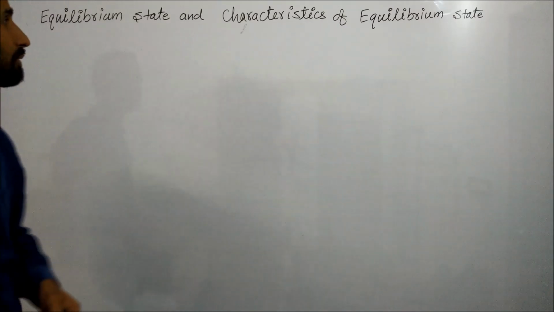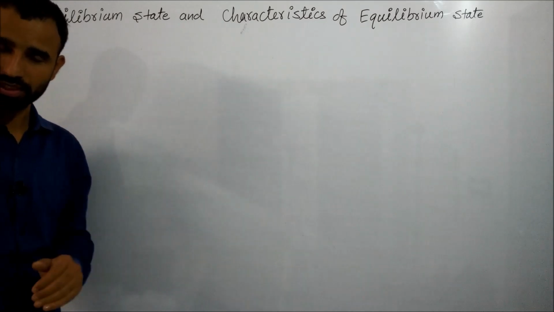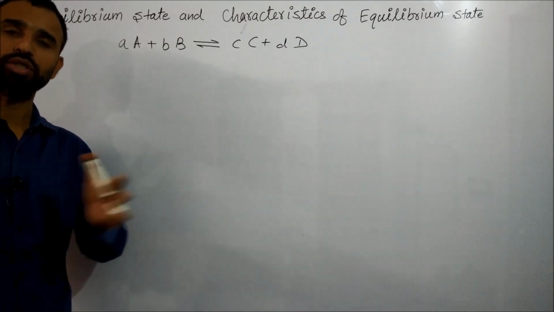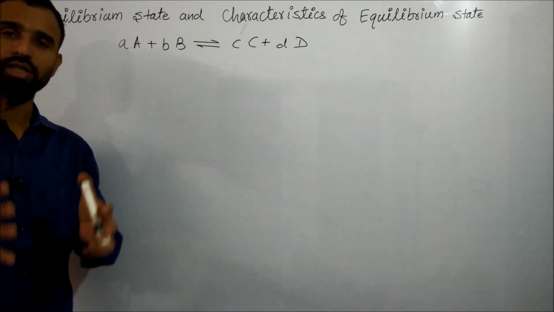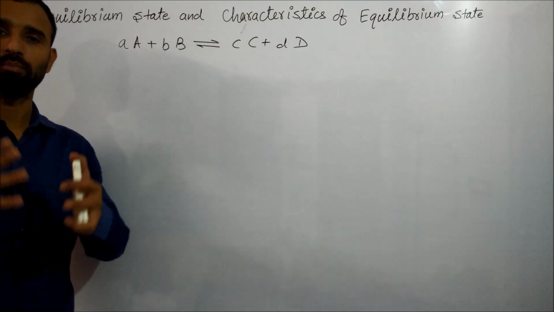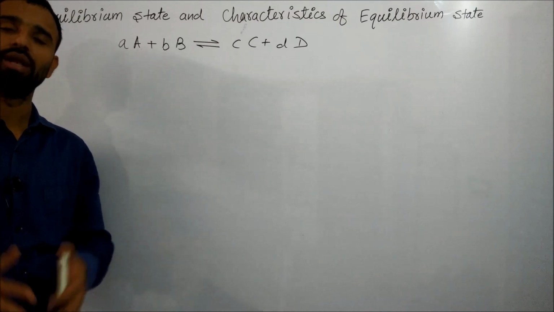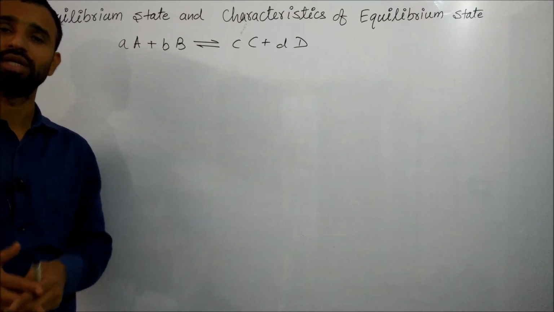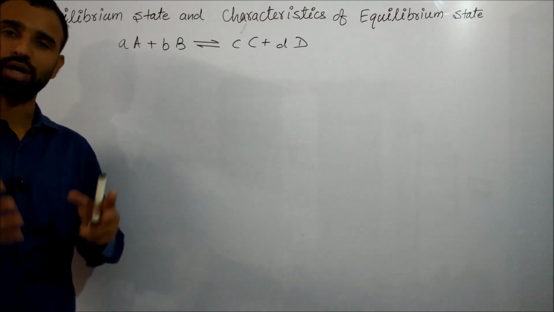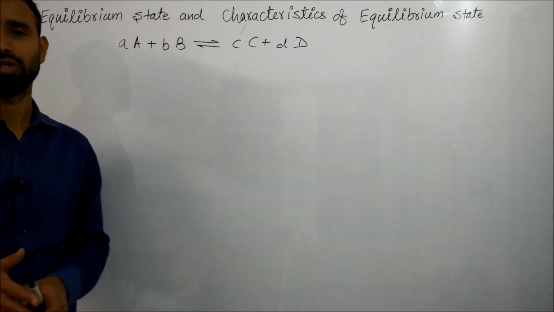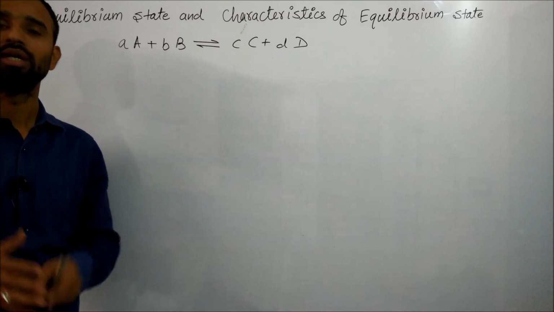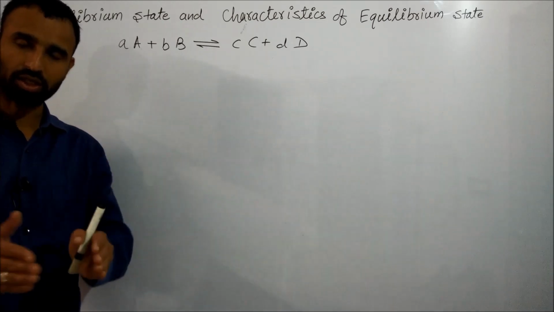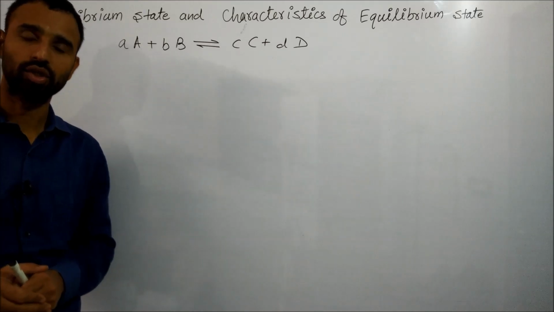So equilibrium state means a stage where a reversible reaction does not show any noticeable change in the measurable properties like pressure, concentration, density or color. This stage is known as equilibrium. We call it as the reaction is at equilibrium.